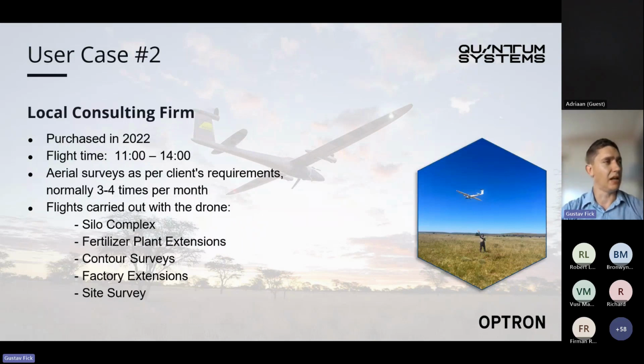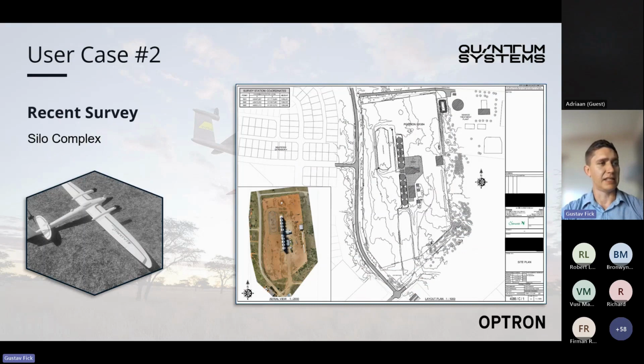Then a local firm, once again, also purchased the Trinity F90 Plus in 2022. They are using it for various applications. There are a couple that I've mentioned there, but predominantly they're using it for detailed contour surveys. And that's an example of the type of output or deliverables that they now submit to their clients, making use of the Trinity F90 Plus.